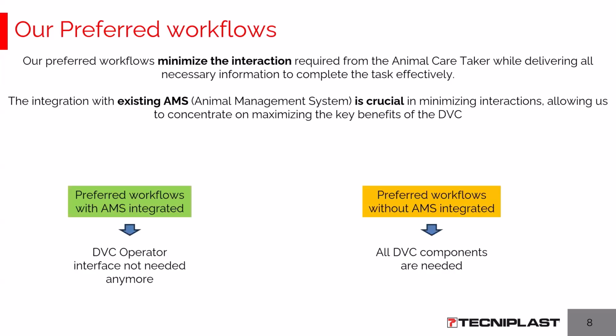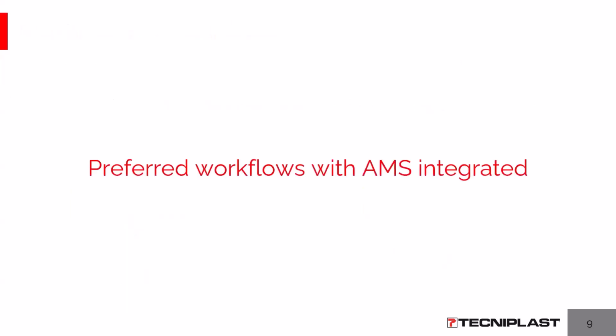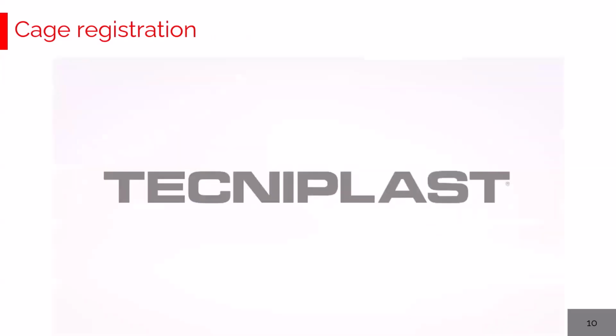Or step number 2, the second part of the webinar: our preferred workflows without any AMS. The DVC is a standalone component. In this case, for some tasks, probably the DVC operator interface is needed, and we can discuss that later. So, as said, step number 1, when there is an AMS, an animal management system, let's start from the first point, the mandatory point to enable all the other functionalities: register a cage.